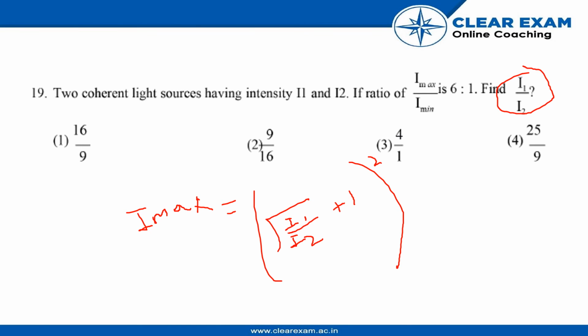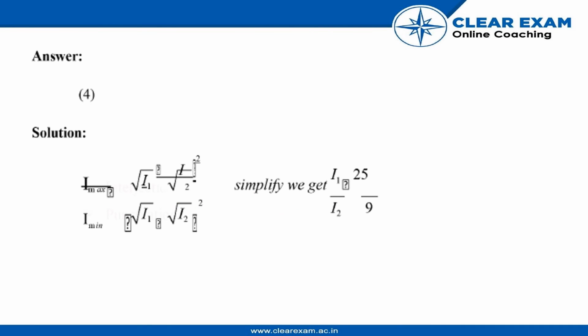And so our question will be solved. It will be simplified as it is given that the ratio is 6:1. We will put it in the formula like this, and if we simplify we will get the ratio I1 is to I2 as 25:9. That is our correct answer, and that's the fourth option. Thank you.